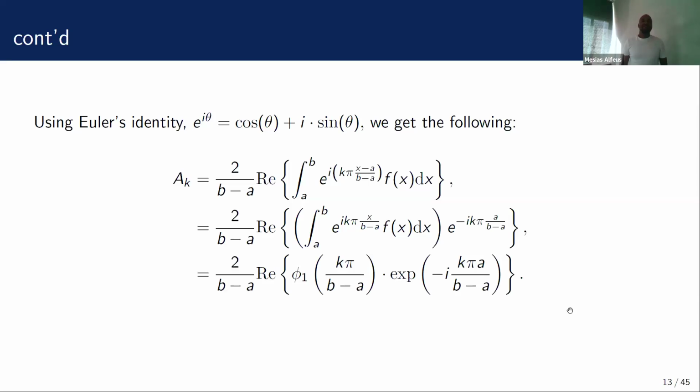Now, using Euler's identity, we get the following for A_k. Instead of having the cosine there, I've used the identity and I'm taking the real part, because in that identity, cosine is the real part of e to the power i theta. So I can rewrite A_k in this way, and then factor things out in the second equation. In the final equation, we get the approximation of the Fourier transform of that function.